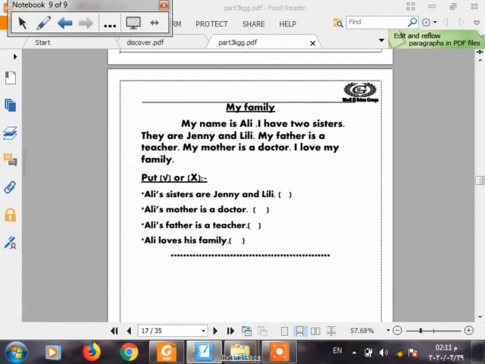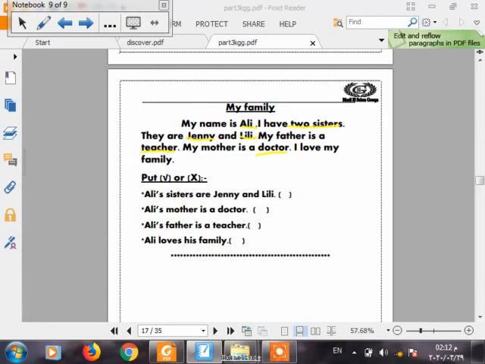My name is Ali, so his name is Ali. I have two sisters. He has two sisters. They are Jenny and Lily. So the names of his sisters, Jenny and Lily. My father is a teacher. So his father is a teacher. My mother is a doctor. His mother is a doctor.